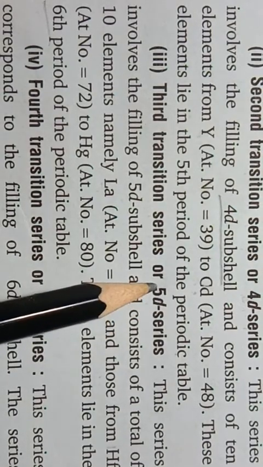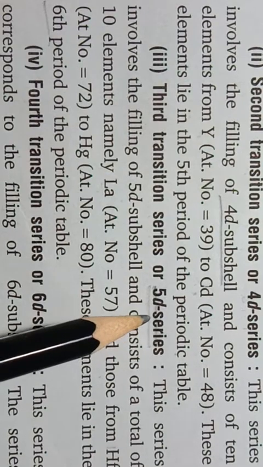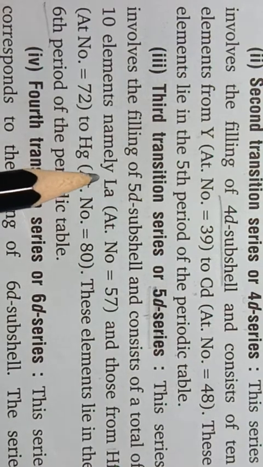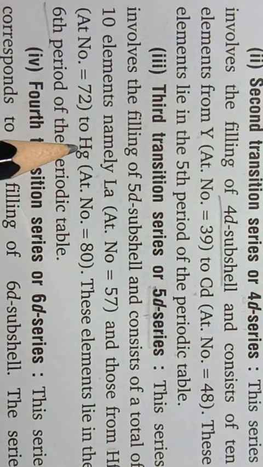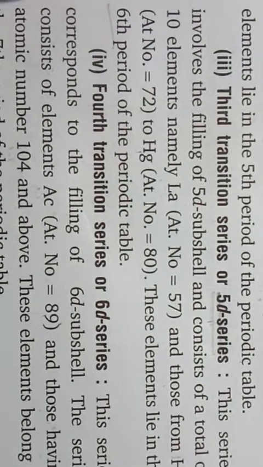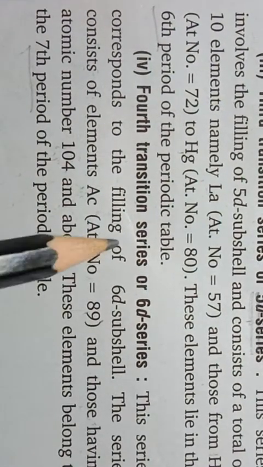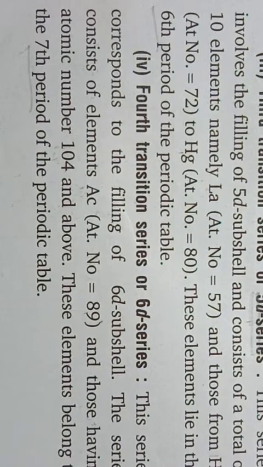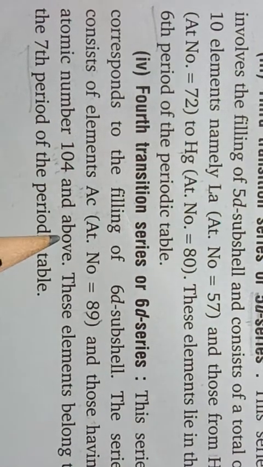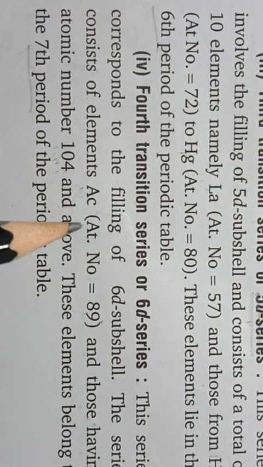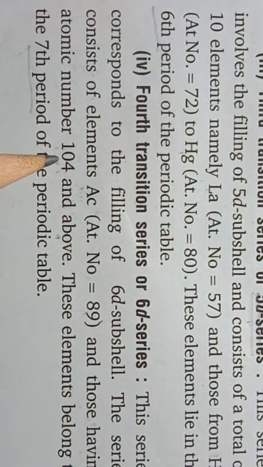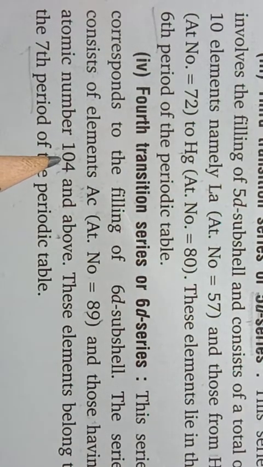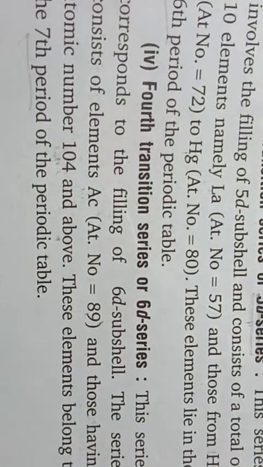In this series, those elements are present which are having their last electron in 5D subshell, and this series is from lanthanum to mercury. Okay students, and the last series, 6D series, which is having actinium and the elements up to atomic number 104 and above. Okay students, so actinium and the elements which are having atomic number more than 104. Okay, so this is the last series, fourth series.